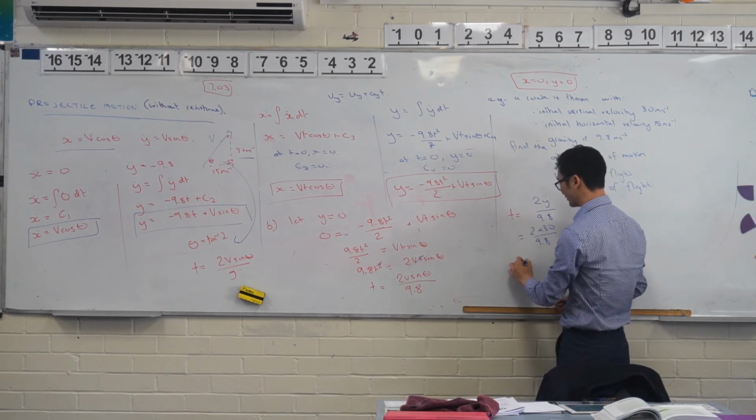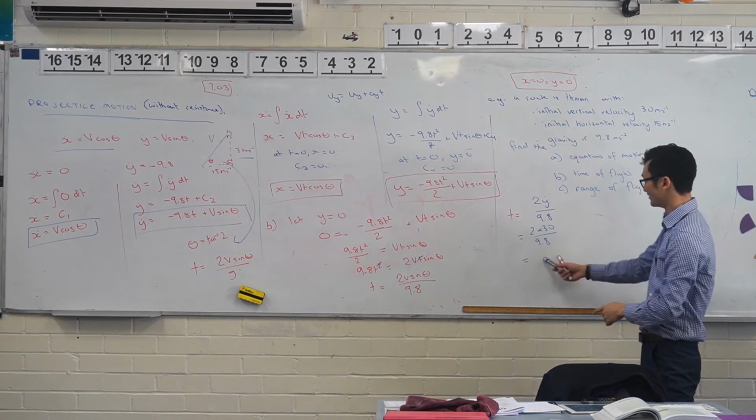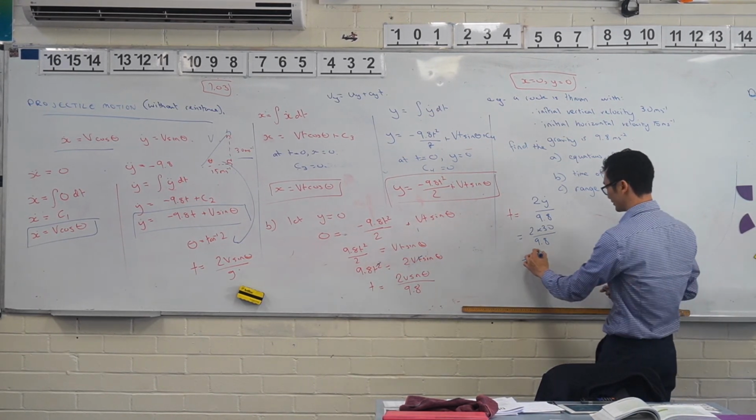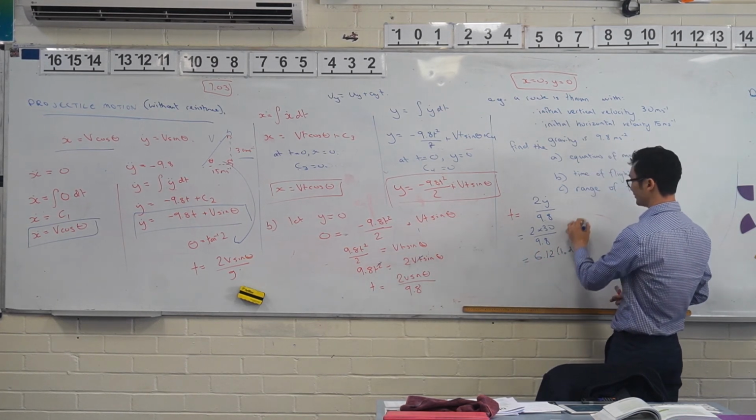So that's a bro moment for me. Put my calculator away for like 10 minutes. Oh, sorry. All right, you can do it, what is the answer? 6.1. 6.12. And do you want to do range of flight for me then?